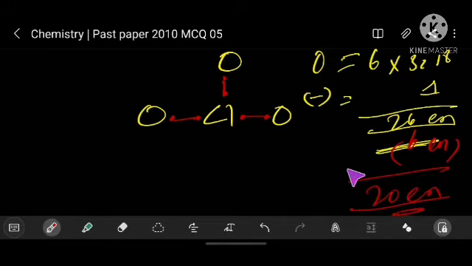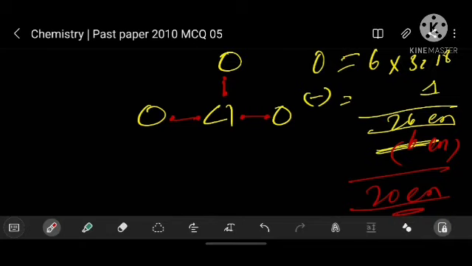Now I'm going to distribute these 20 electrons to the most electronegative atoms, which in this case is oxygen. First I distribute electrons to these electronegative atoms in order to fulfill the octet. Once I'm done with the octet, I will distribute the remaining electrons to the chlorine. So that's how it is.